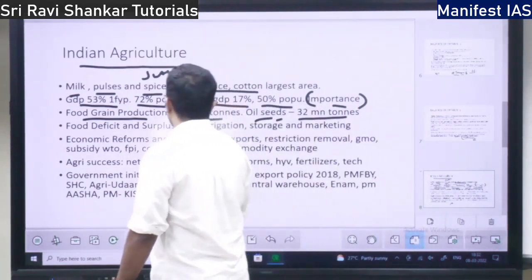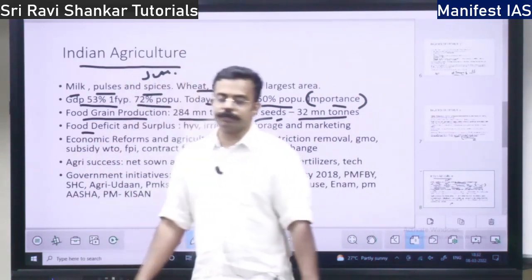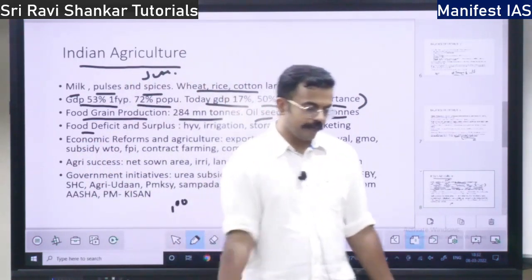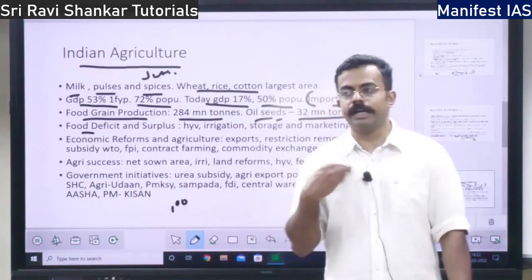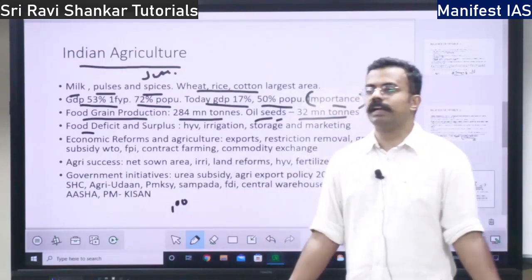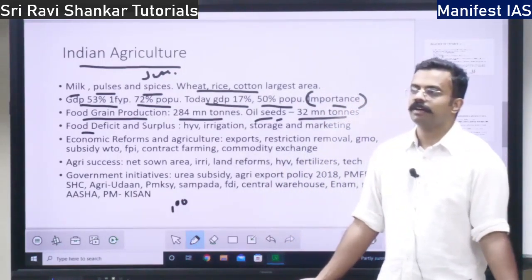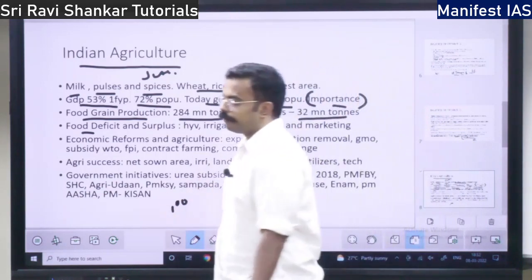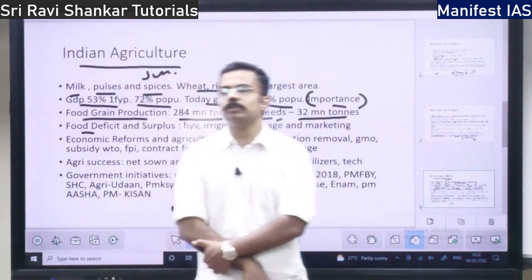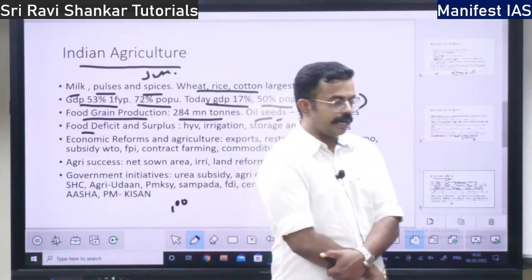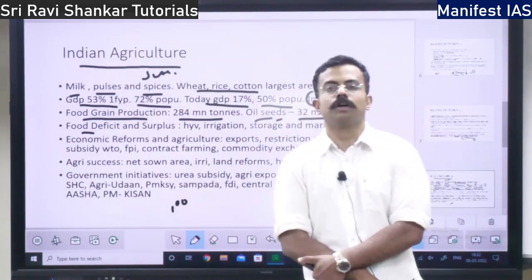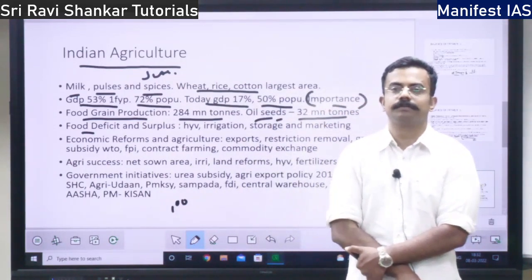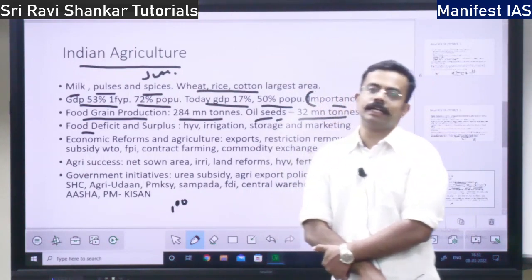Then food deficit and surplus. What is food deficit? It means if we don't have sufficient food to eat, that is food deficit. If we have excess food to eat, that is food surplus. When did we have food deficit? Before the Green Revolution. Before the Green Revolution, India suffered from food deficit. Right? There was no food to eat.